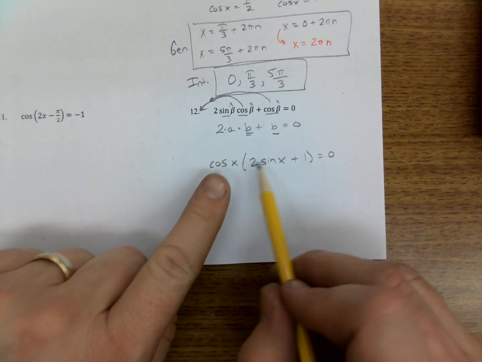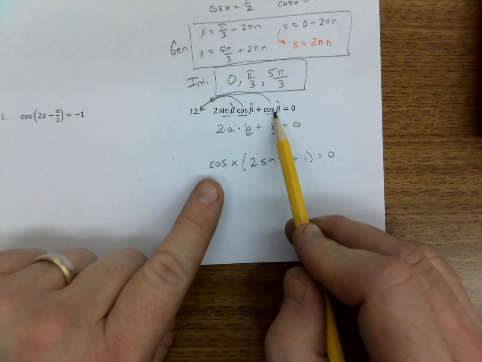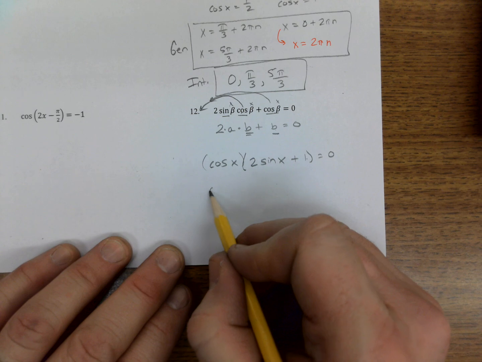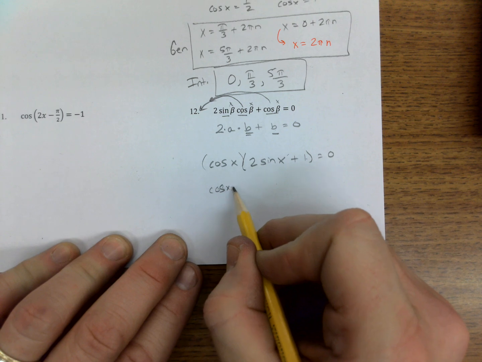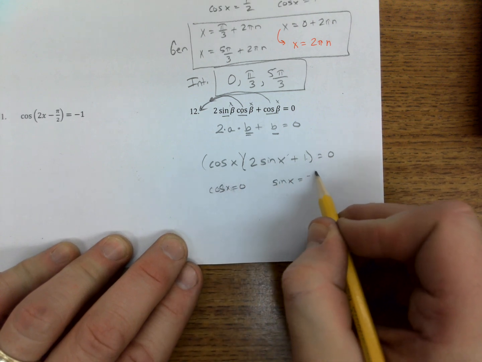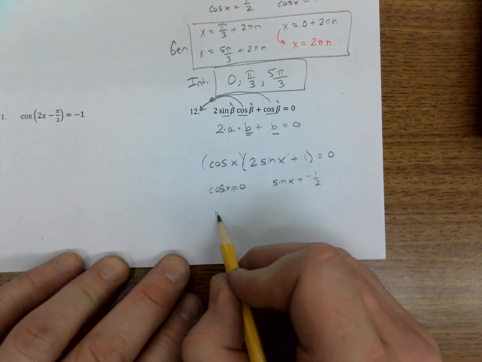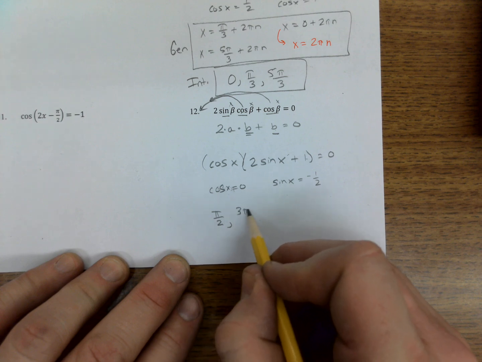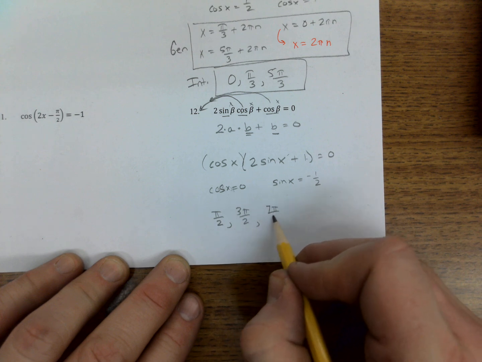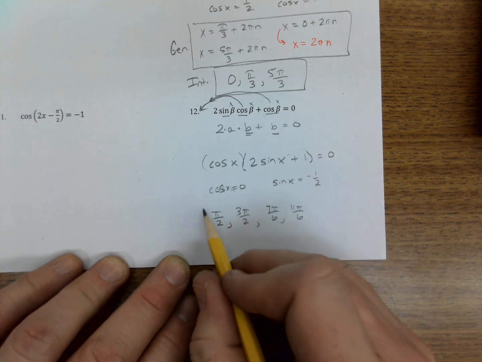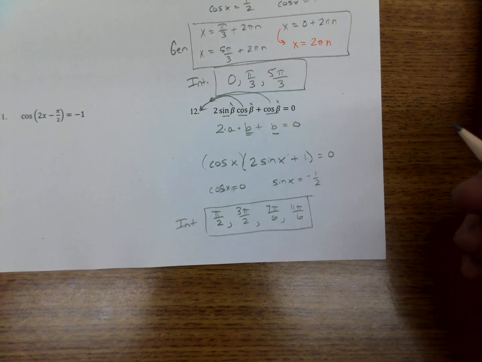And if I multiply that back in, I'm going to have 2 sine cosine, which is right there. And if I do cosine times 1, I'm going to have cosine. So now I can solve both of these. Cosine of x is 0 and sine of x is negative 1/2. And what are all my solutions here? Well, one's cosine 0, that's at pi over 2 and 3 pi over 2. And one is sine negative 1/2, that's at 7 pi over 6 and 11 pi over 6. And we don't have to worry about the interval changing, so those are all the solutions.